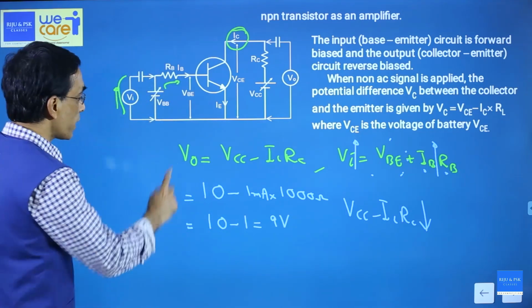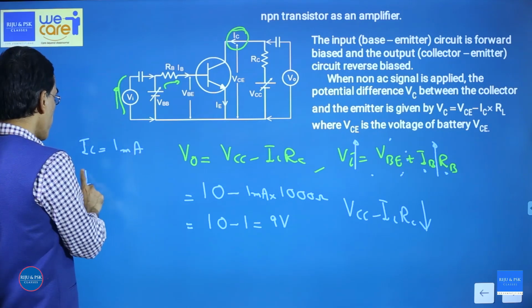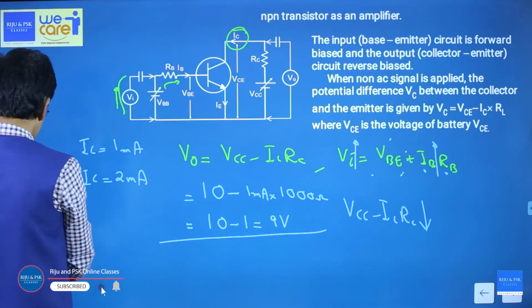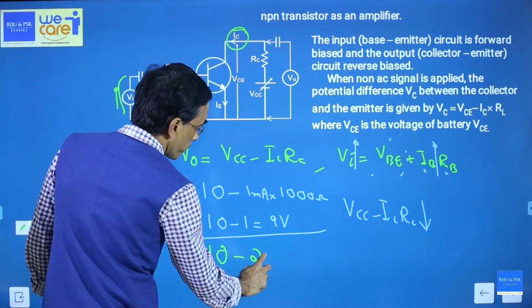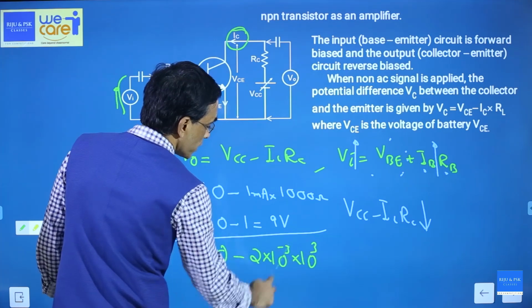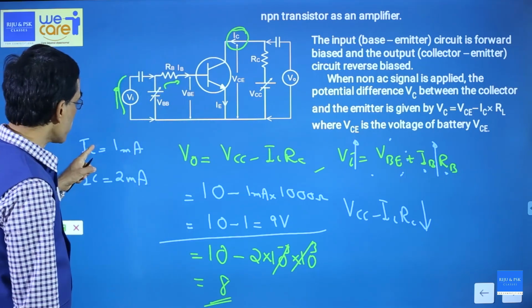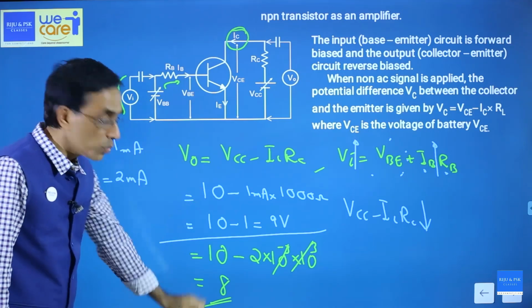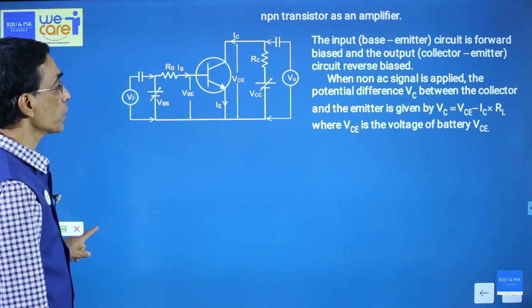Now imagine collector current was 1 milliampere. Assume that collector current changes to 2 milliampere. What will be the new value? The new value will be 10 minus, instead of 1 you write 2 milliampere, 2 into 10 to the power minus 3 into 10 to the power 3 resistance. Then you can see that 10 minus 2 equals 8. So when collector current increases from 1 to 2, the output voltage actually decreased from 9 to 8. That important point you should carefully note.